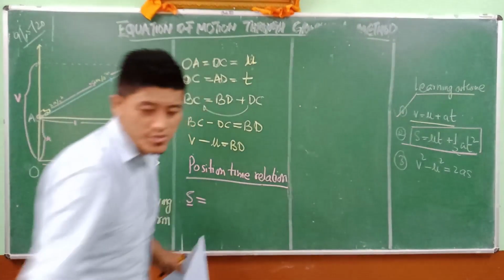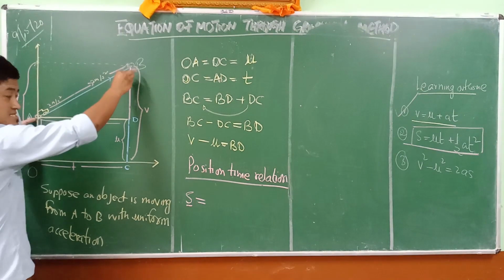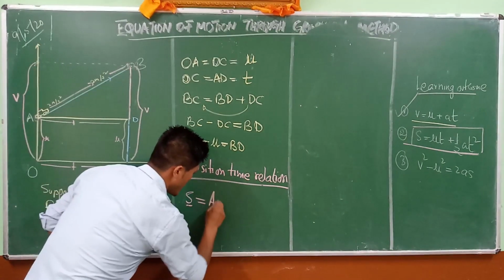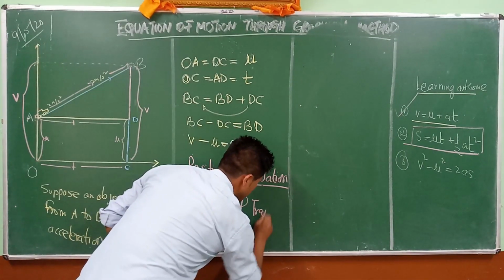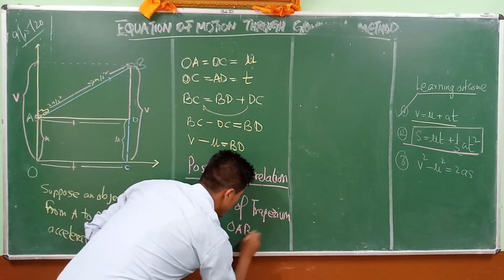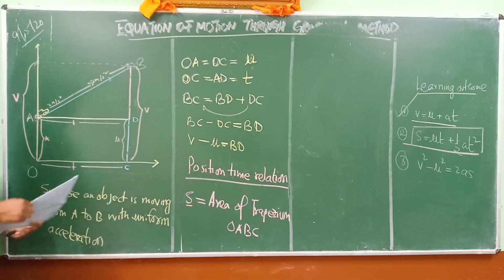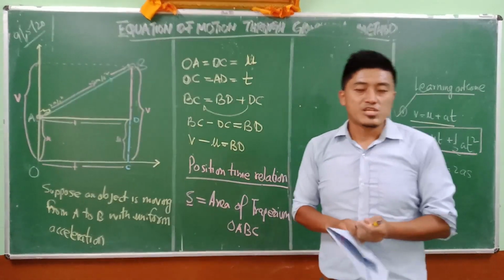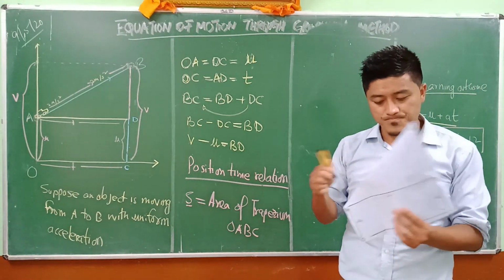Okay. So how far this particular object has traveled is equal to the area of the trapezium OABC. Area of trapezium OABC. Now this is a trapezium. Now normally, what is a trapezium? In geometry, a trapezium is a geometrical shape in which two sides are parallel.